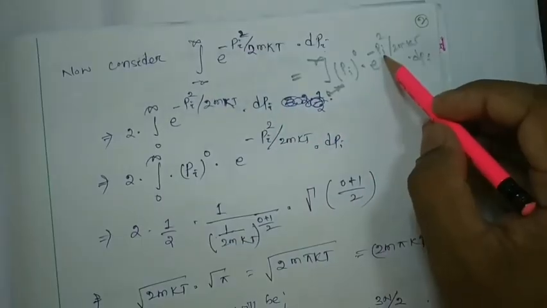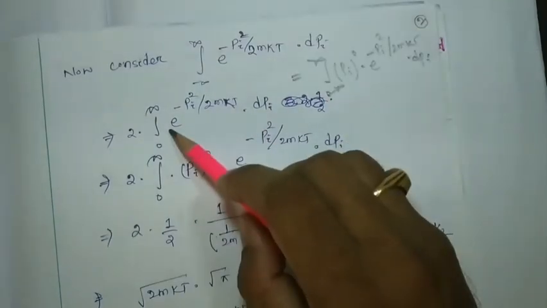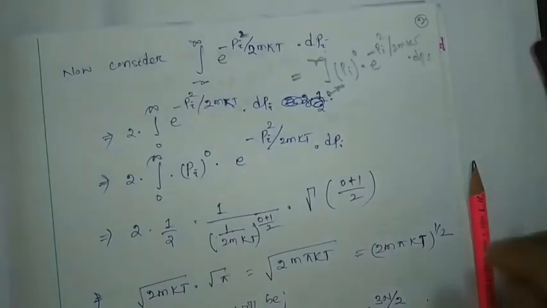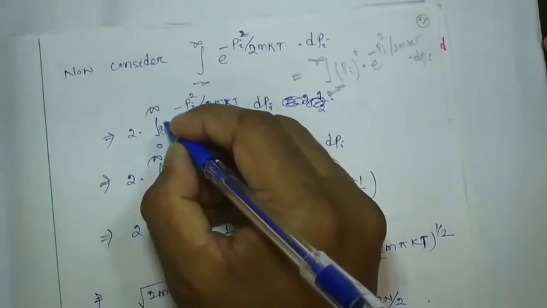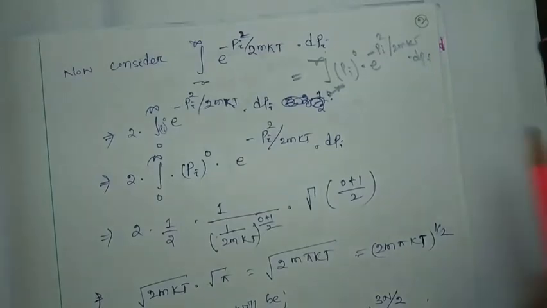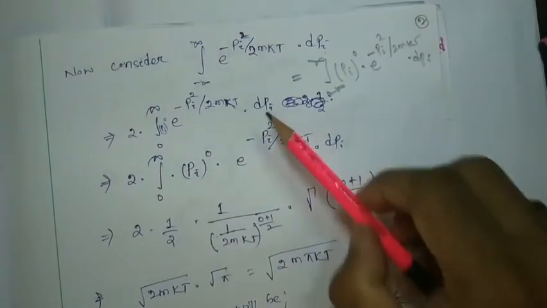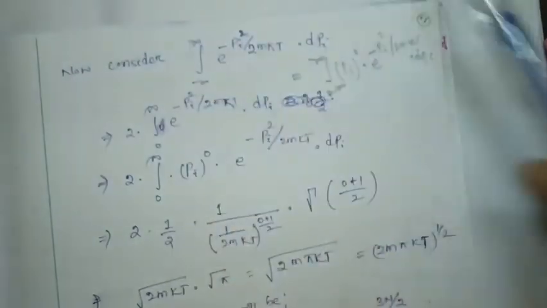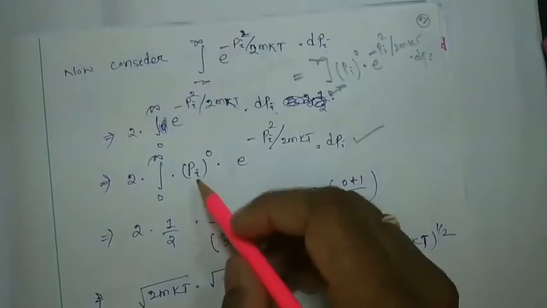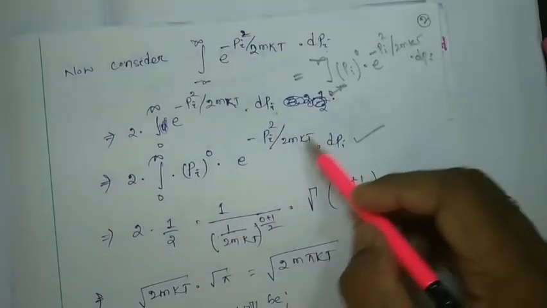Into e to the minus pi square by 2mkt, because pi to the power 0 is 1. No need to write it down once again, or I suggest that you can write pi to the power 0. So e to the power minus pi square by 2mkt dp. Here I have written it, no need to write here. Next step I have written pi square, pi to the power 0, e to the power minus pi square by 2mkt.